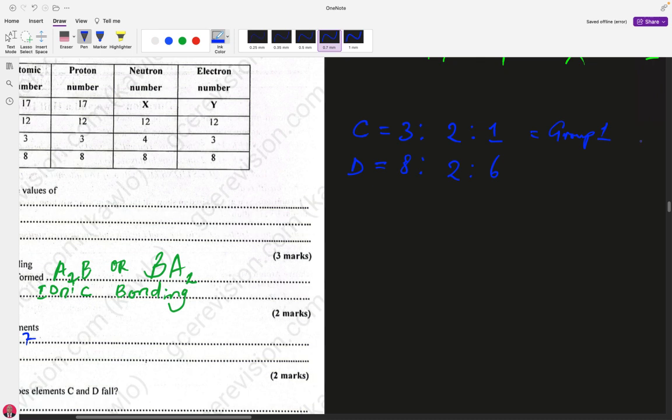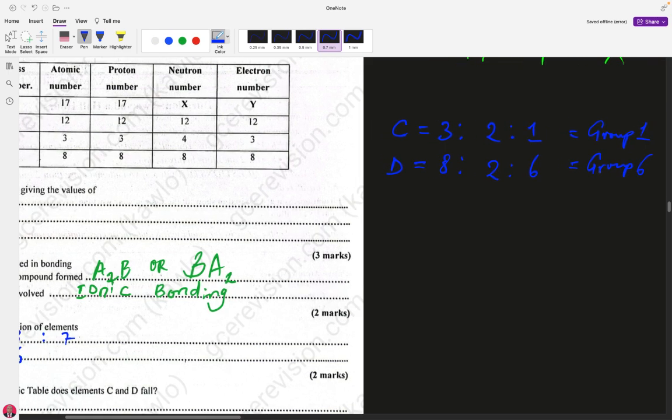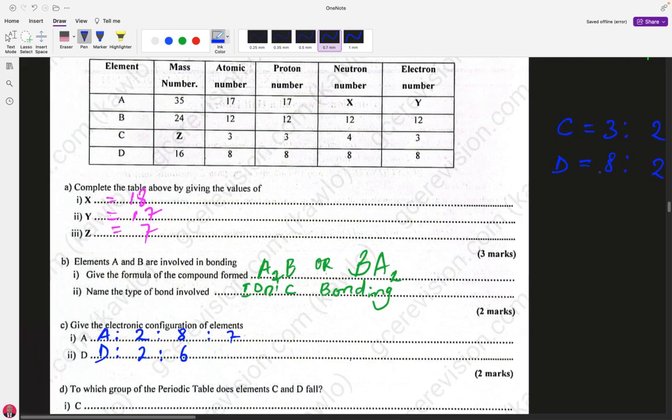Here, because the valence electrons, the outermost electrons, are 6, it belongs to group 6 or group 16 according to the modern periodic table. So C is 1 and D is 6. Good.